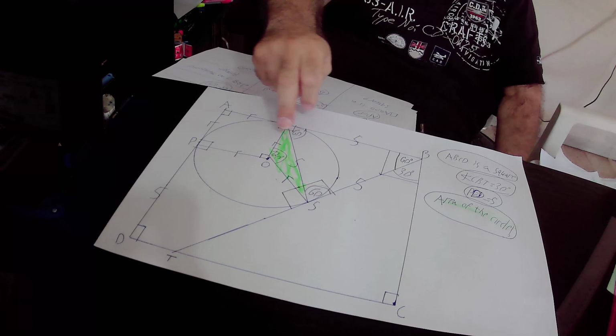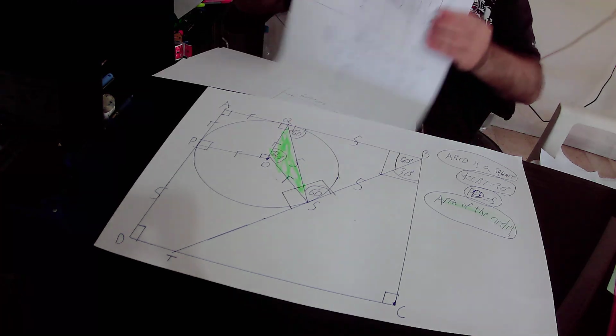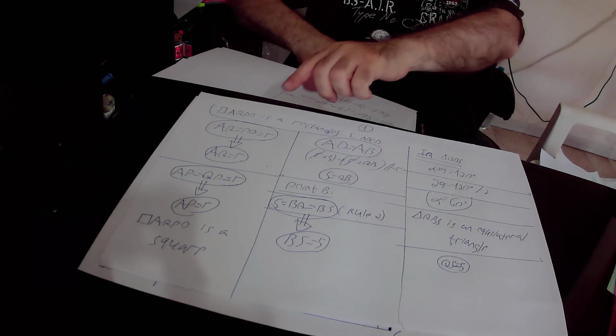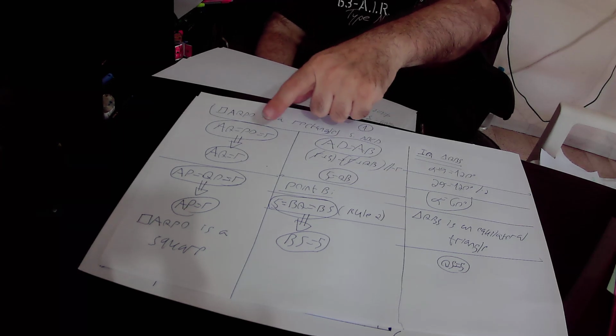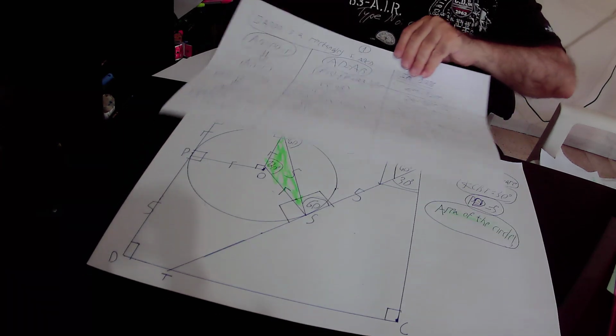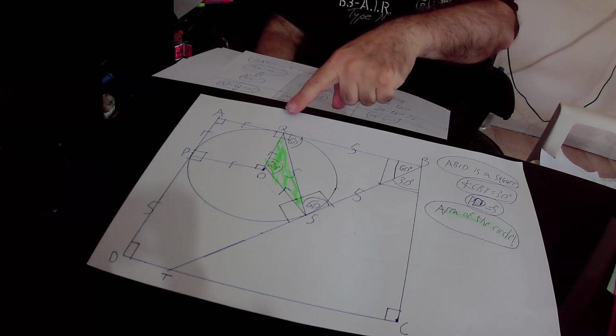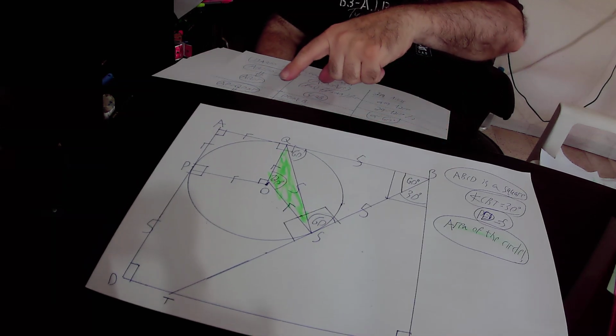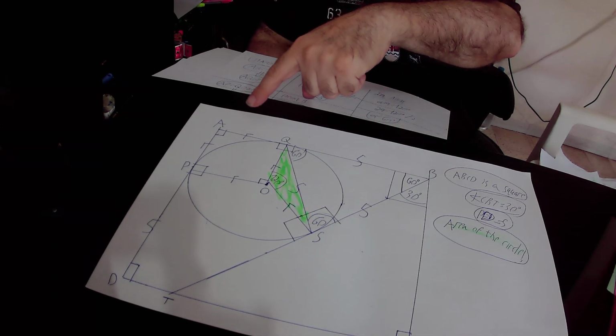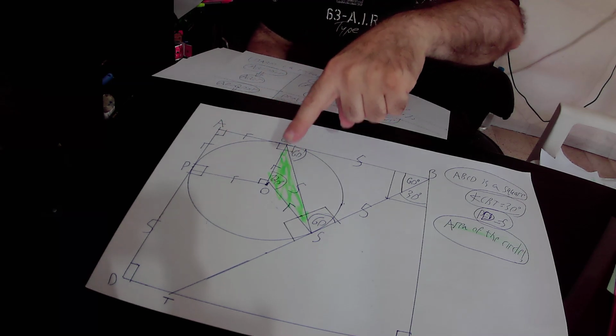But we have already found out that PO equals R. And from this equation, AQ equals PO equals R, we derive that AQ also equals R. Likewise, since the opposite sides of a rectangle are equal to each other, we get that AB equals QO.